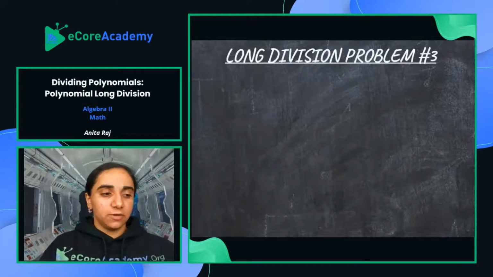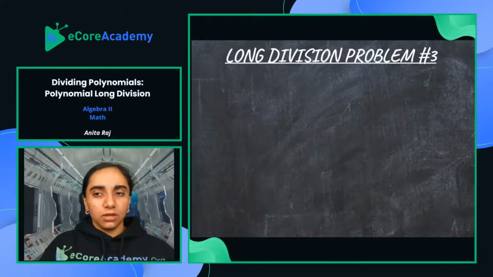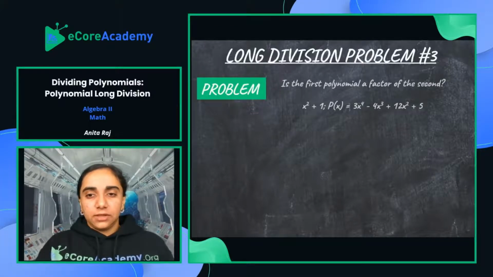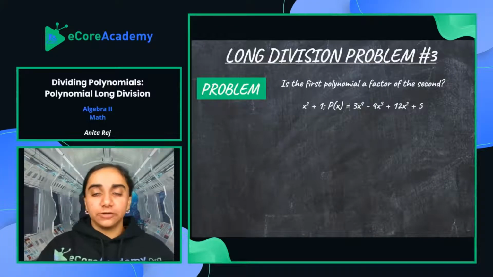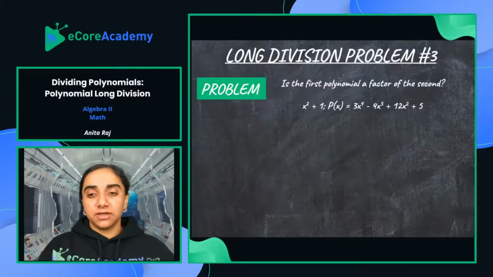So this is long division problem number 3. Here's the problem. Is the first polynomial a factor of the second? Your first one, which is your divisor, is x squared plus 1. The second one, which is your dividend, is p of x is equal to 3x to the fourth minus 4x cubed plus 12x squared plus 5.